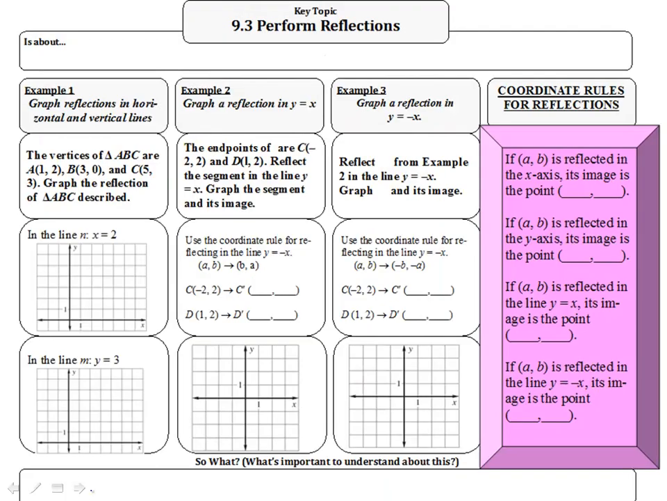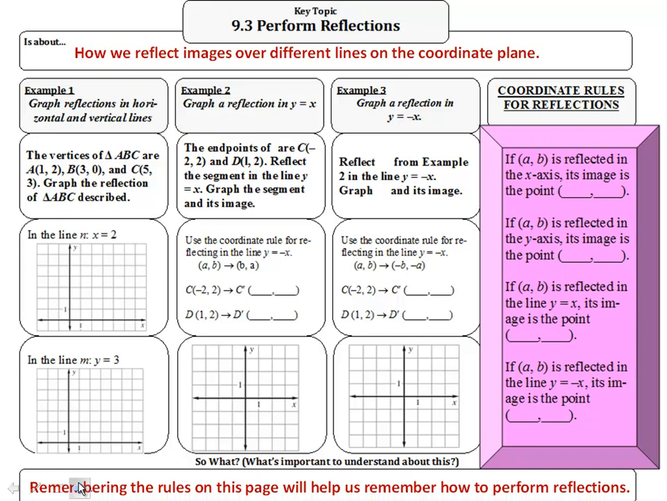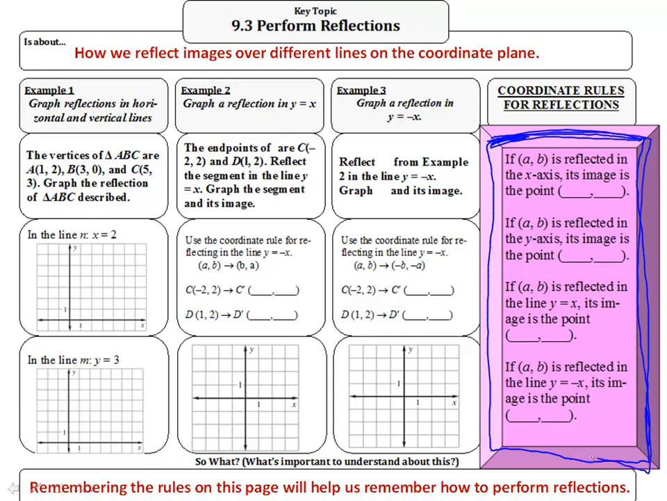Okay, so here's our frame. We already did the what is this about? That's how we reflect images over different lines in the coordinate plane. Our so what here is we need to remember the rules on this page. Remembering them will help us remember how to perform reflections. So these rules are ones that you really should memorize, kind of quiz yourself on. We will work on quizzing ourselves on them in class as well. But get used to seeing them, study them, memorize them.